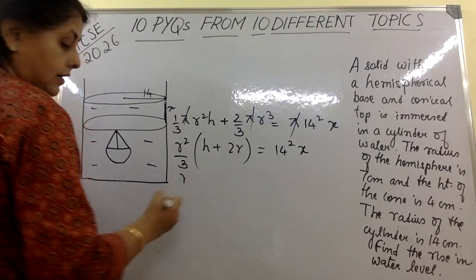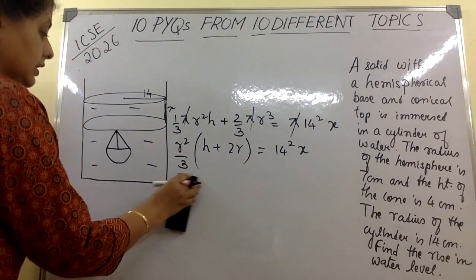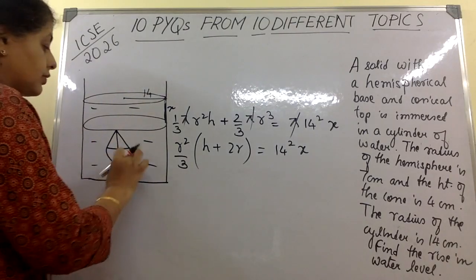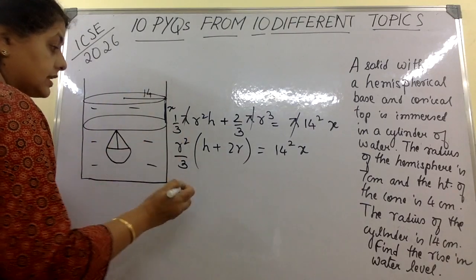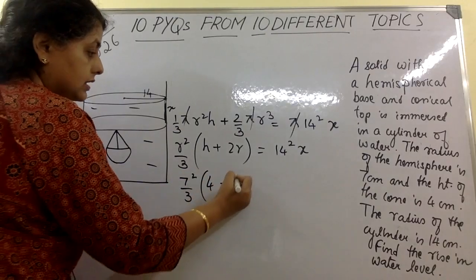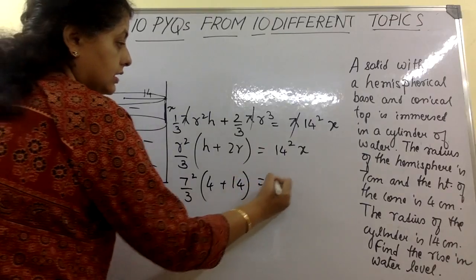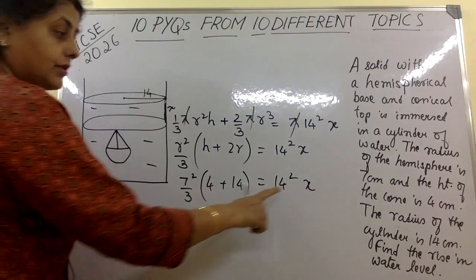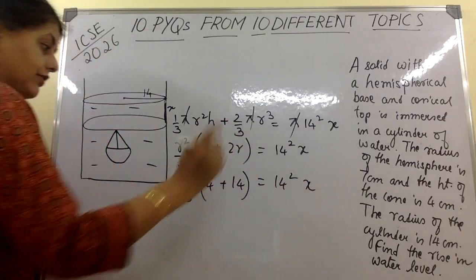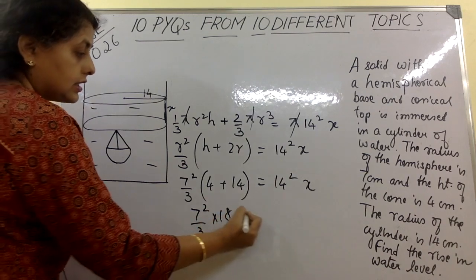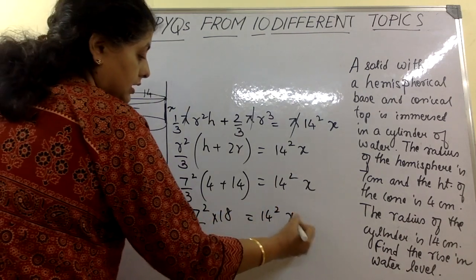This r, what is the value of this r? The radius of the cone is 7. So 7 squared by 3, here it is 4 plus 14, that is 14 squared into x. The only variable in this sum now is x. Everything else we have filled in. This is 7 squared by 3 into 18 is 14 squared into x.